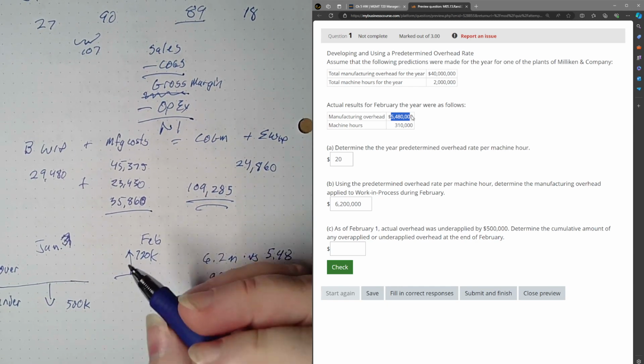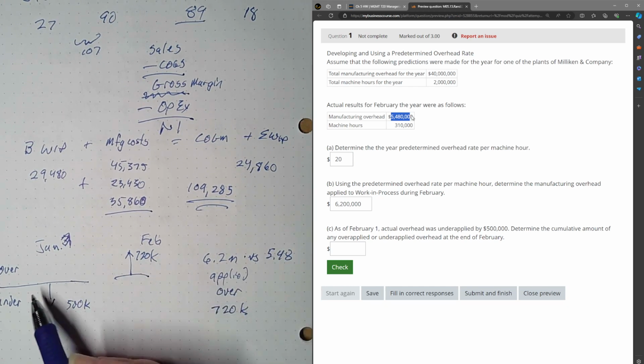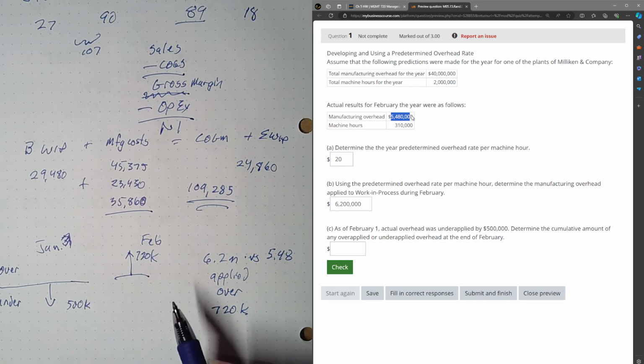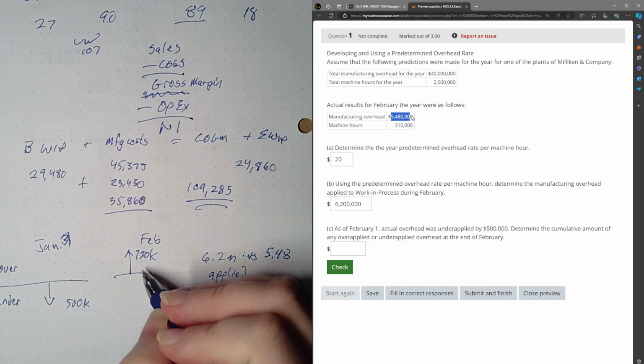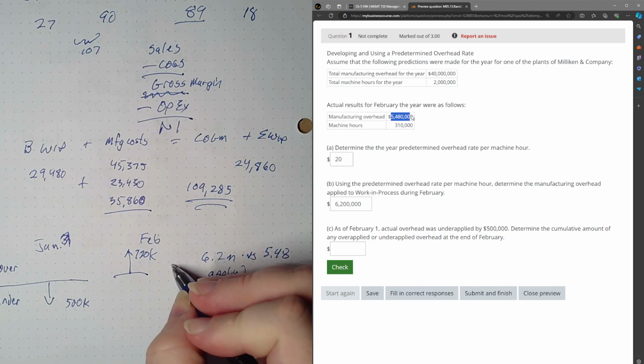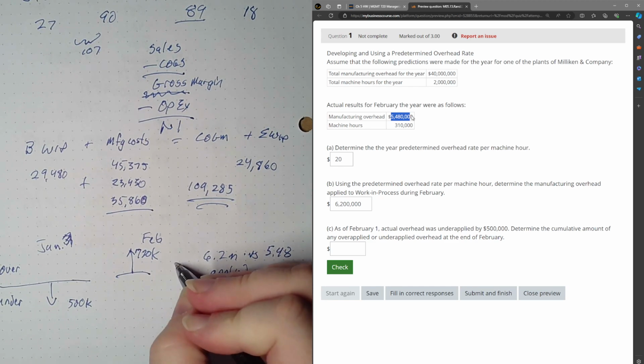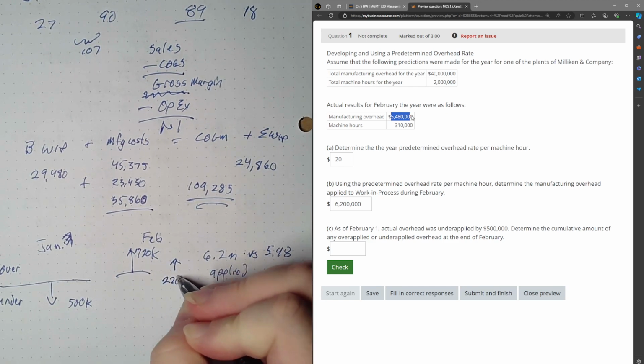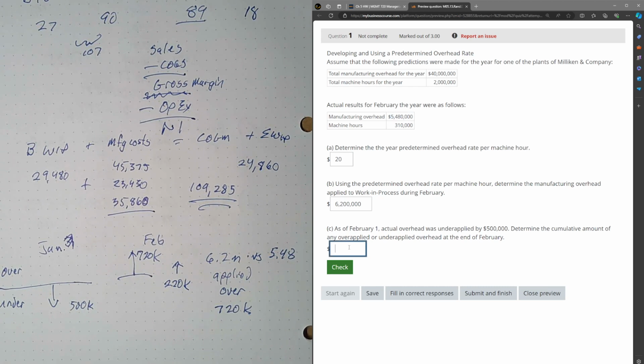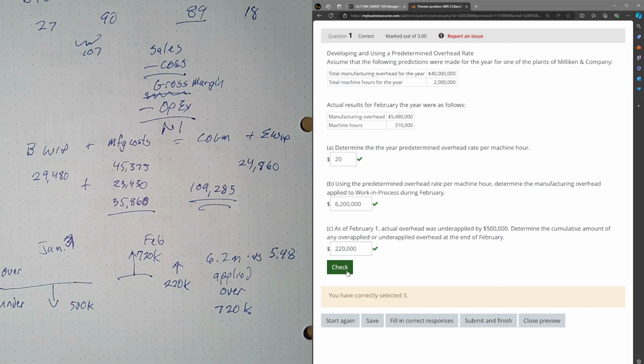But it's not asking you what was the amount for February. It's saying if we take both months together, what is the net effect? What is the cumulative effect? Well, if we were 500 under and 720 over, the net effect is 720 minus 500, we're still going to be cumulatively 220 over, I think is what they're asking for. Let's check. And that's what they were looking for. So a little bit tricky on C. So just realize what they're asking for.